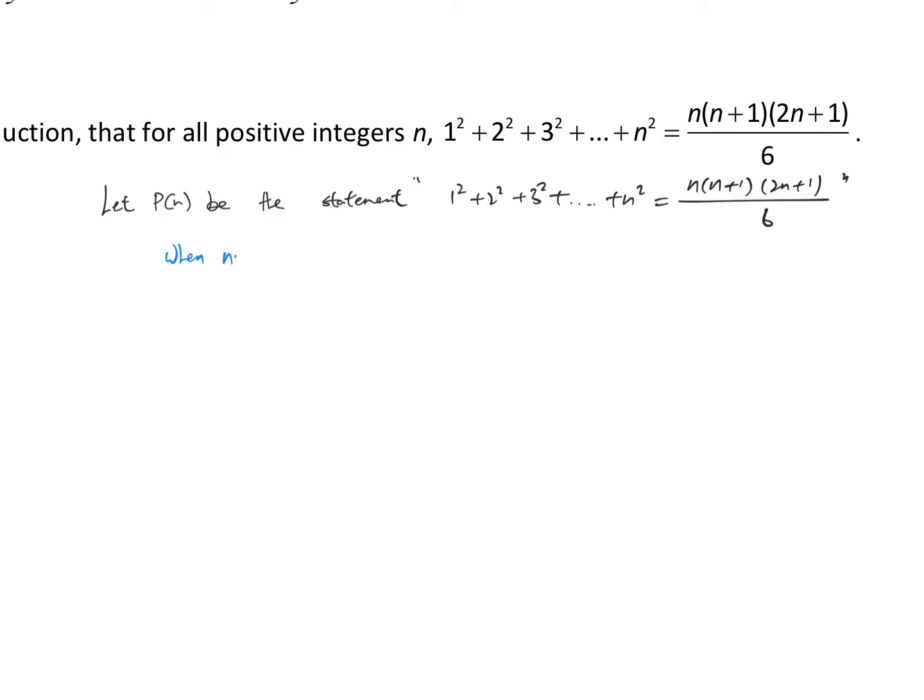When n is equal to 1, the left-hand side, 1 square is equal to 1. How about the right-hand side? 1 times 1 plus 1 times 2 times 1 plus 1 over 6. Simplify it, that is equal to 1. It is because the left-hand side is equal to the right-hand side. So I know P of 1 is true.